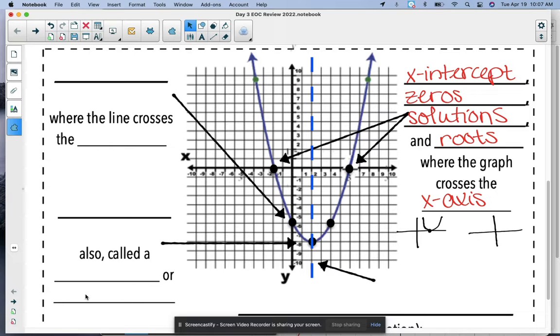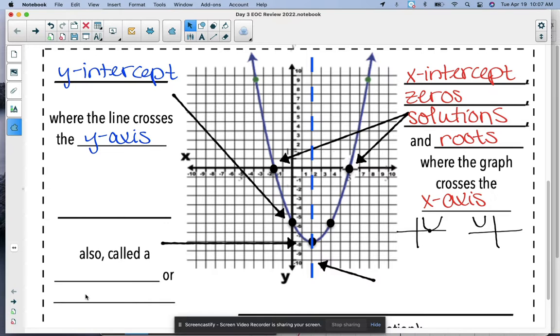Or I can have no solution, where my graph doesn't cross the x-axis. So keep in mind that you can have those kinds of solutions as well. The next thing that we're going to look at, again, is the y-intercept. And that's where it crosses the y-axis. So if you ever come across a question that asks, what is the y-intercept, just look at the point on the y-axis.